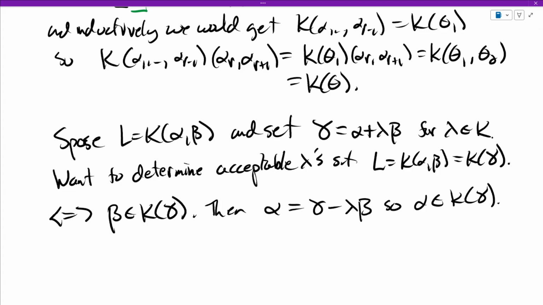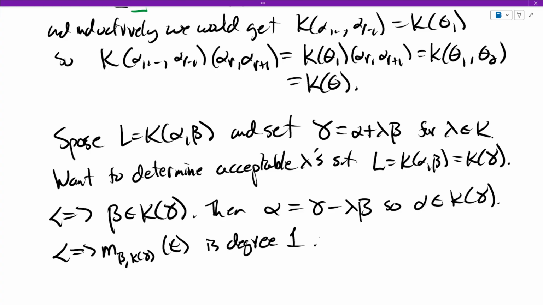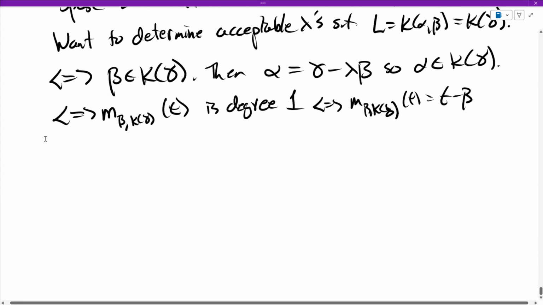Okay, great. Now, how do we prove that beta is in k adjoin gamma? Well, it turns out the easiest way is to argue with minimal polynomials. So this is equivalent to showing the minimal polynomial of beta over k adjoin gamma of t is actually degree 1. Because if it's degree 1, then it must look like t minus beta, but the coefficients of the minimal polynomial are always in the field. So beta must be in the field. All right, so that's what we want to do. We want to show the minimal polynomial is degree 1.